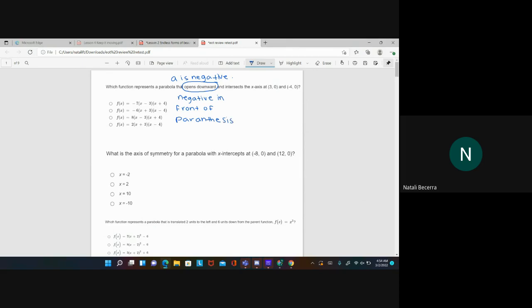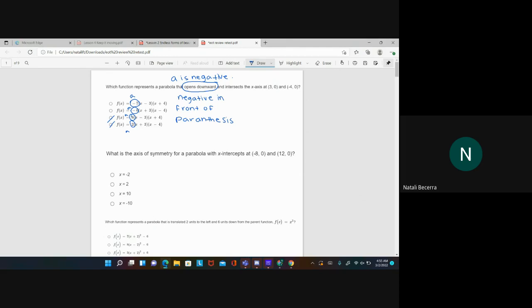or in front of the equation. So if we look at our answer choices, we see a -7 right here and a -6. So this is our A. This is A, this is A, this is A. All these are your A's, right? So we can already tell that these are positive. So those are eliminated right off the bat.